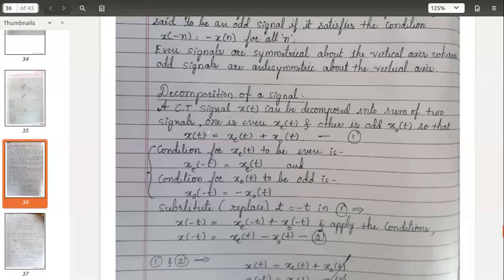So we are now here: any signal x of t can be decomposed into even and odd parts. I'm putting this as equation 1. Now, as I told you, what is the condition for this even part, xe of t, to be even? Just now we have seen. The condition is, if I take the reflection, the signal should not change. Here xe of minus t means t is changed to minus t. I am taking the time reversal, the reflection of the signal. If I take this and the signal remains the same, this is the condition for the signal to be even.